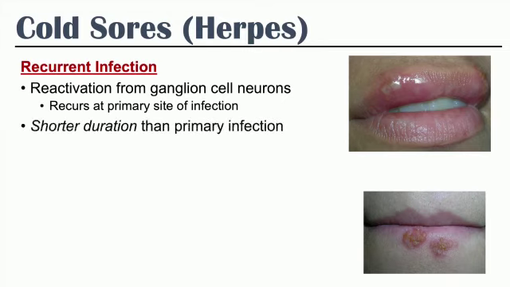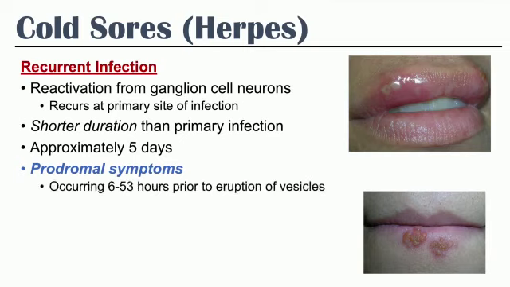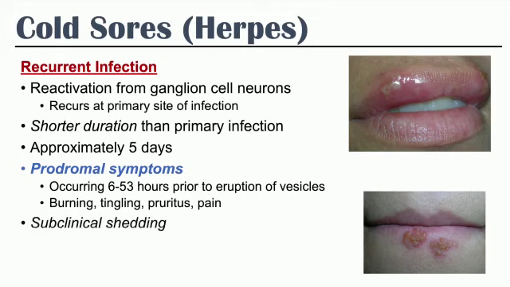But what's good news about the recurrent infection, if there is any good news, is that the duration of the recurrent infection is shorter than the primary infection and generally can last around 5 days. And a lot of times people will report that they have some prodromal symptoms. And prodromal symptoms really mean you start feeling something before you have an onset of the cold sore. So you may feel that with 6 to 53 hours prior to eruption of the vesicles, you have this feeling of burning, tingling, maybe itchiness, pruritus, or pain in that area. So you can just feel something coming on with your lip.